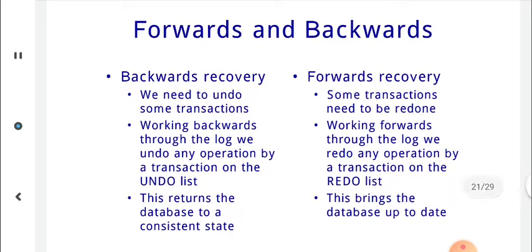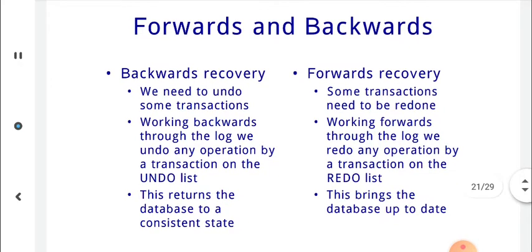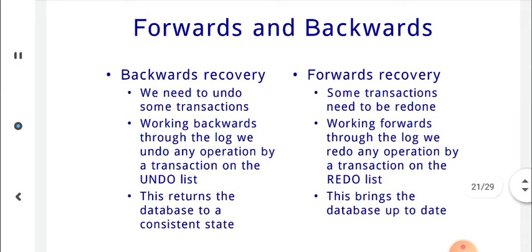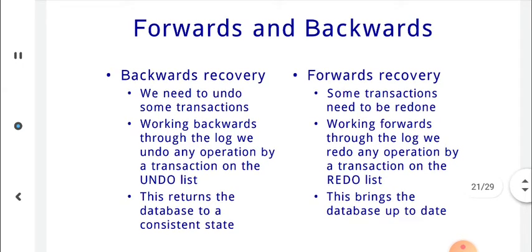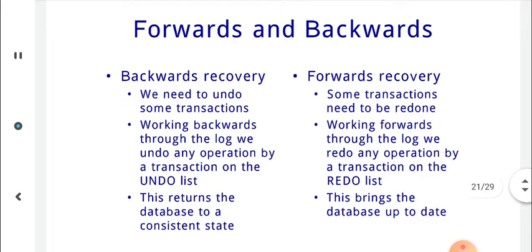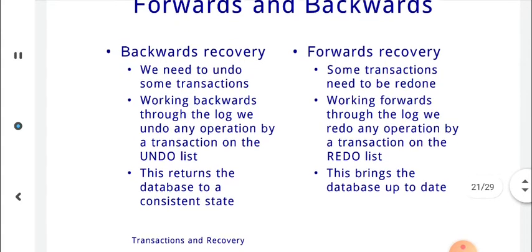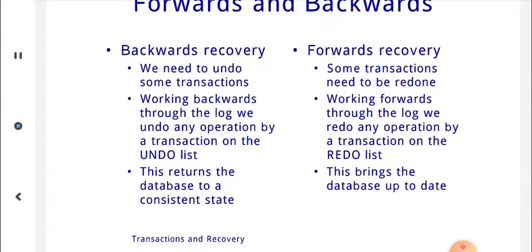For backward recovery we need to undo some transactions, and working backward through the log we undo any operation by a transaction on the undo list. This returns the database to a consistent state. In forward recovery some transactions need to be redone. Remember, backward means undo, forward means redo. Working forward through the log we redo any operation, and this brings the database up to date.